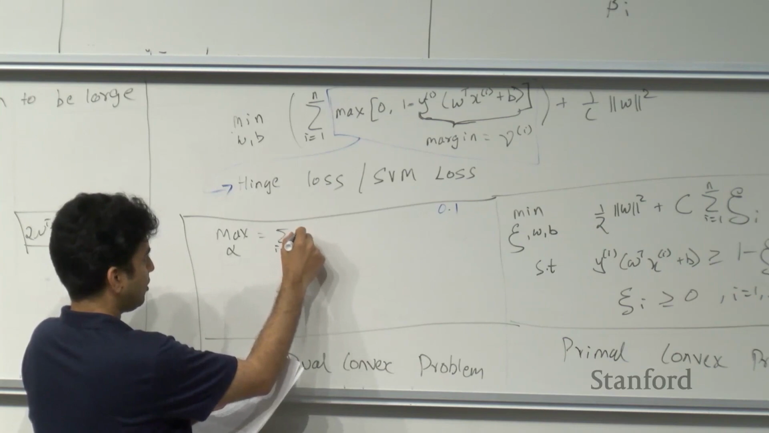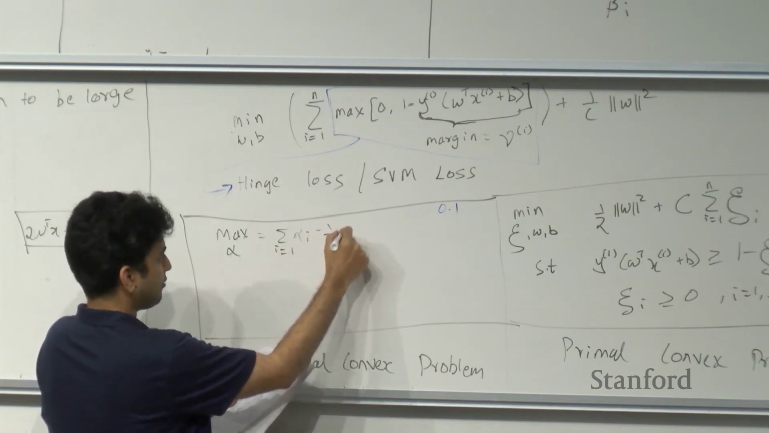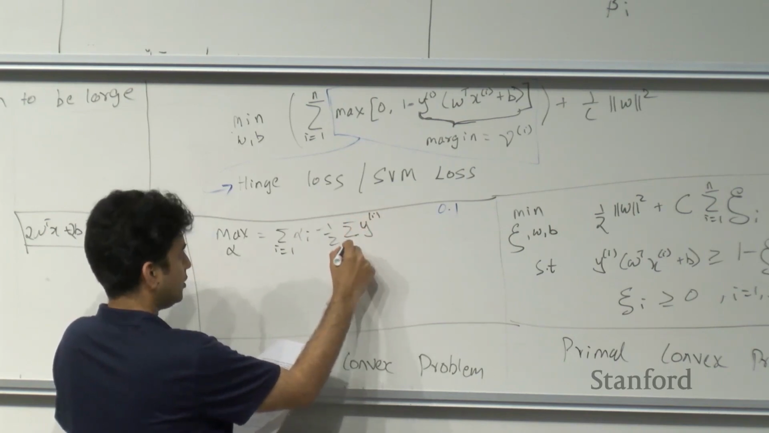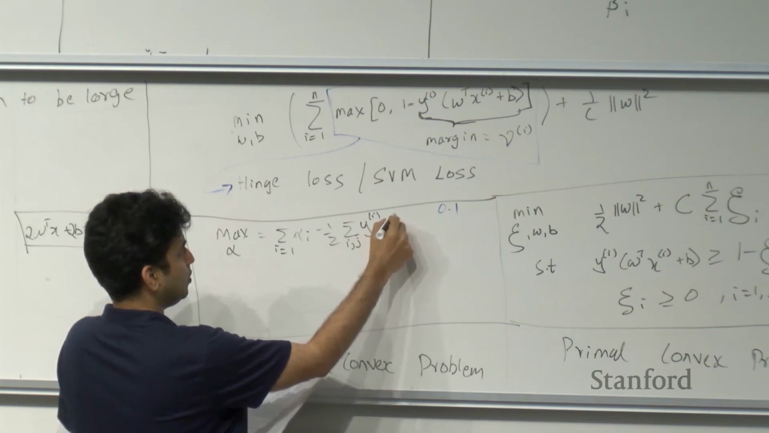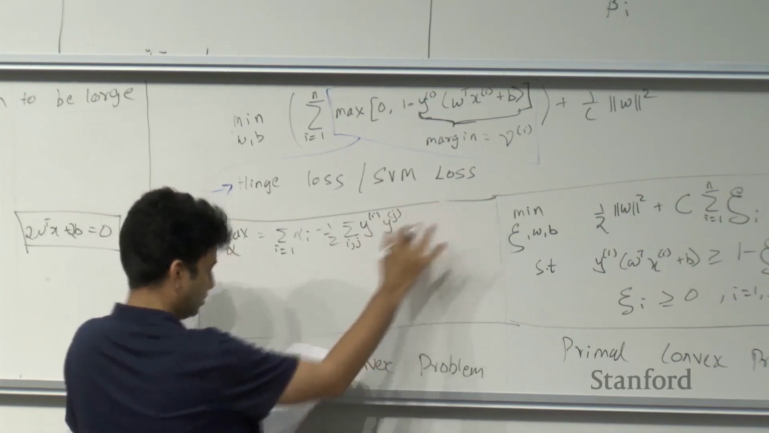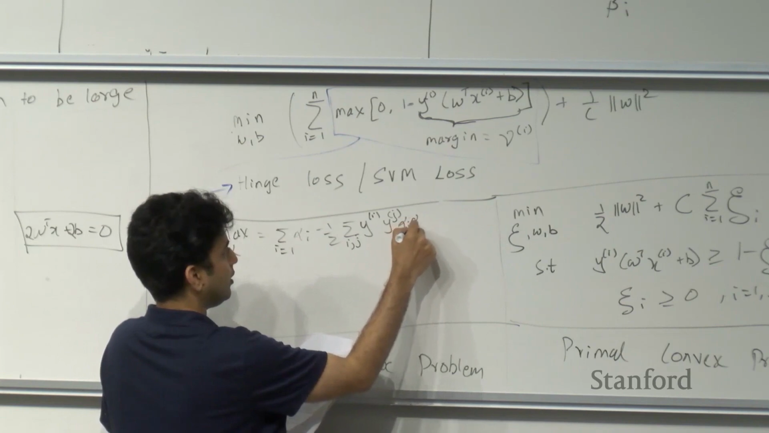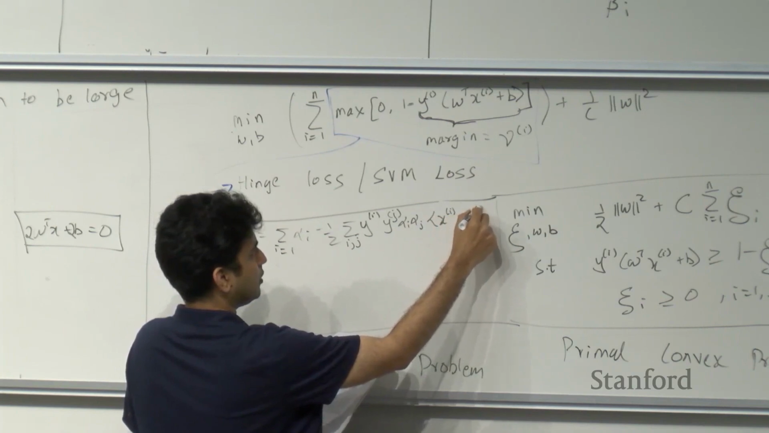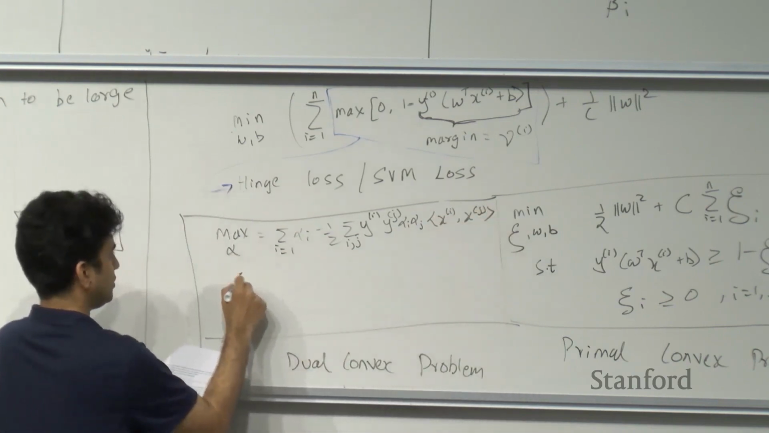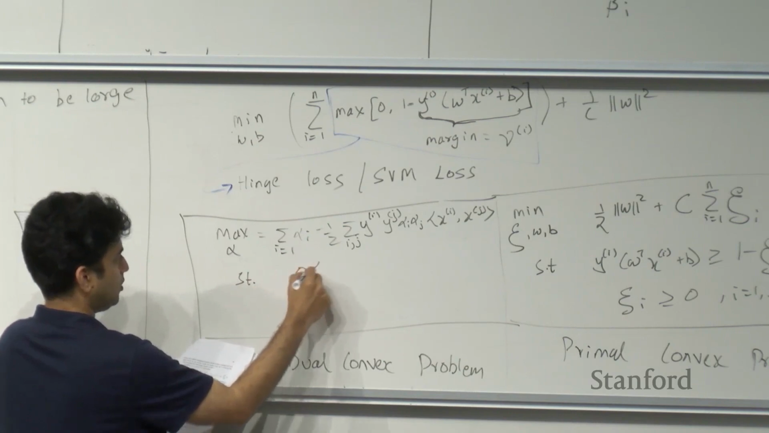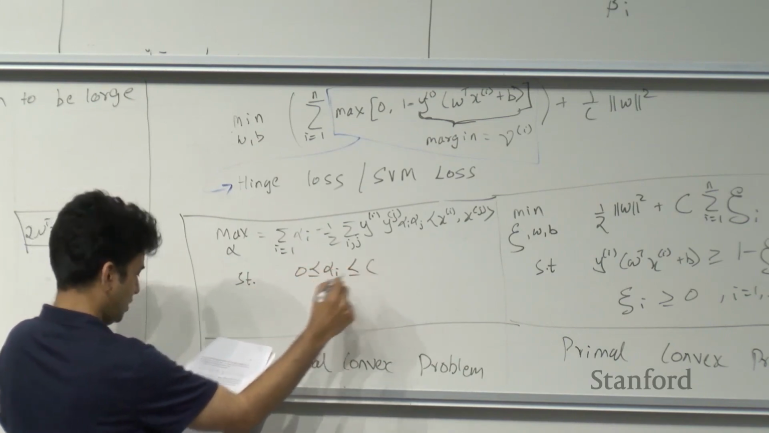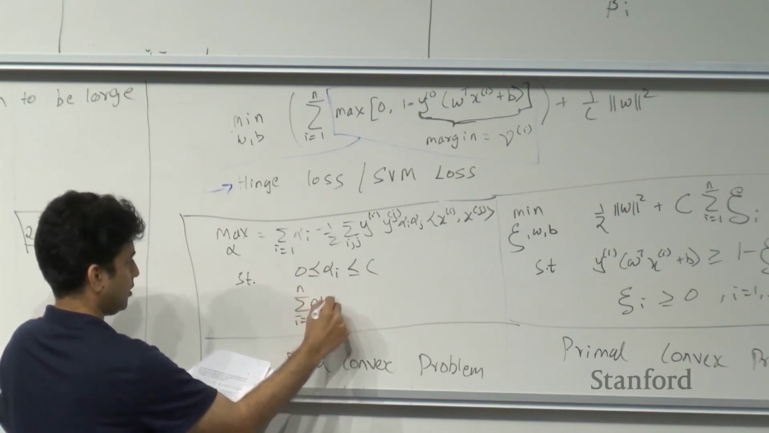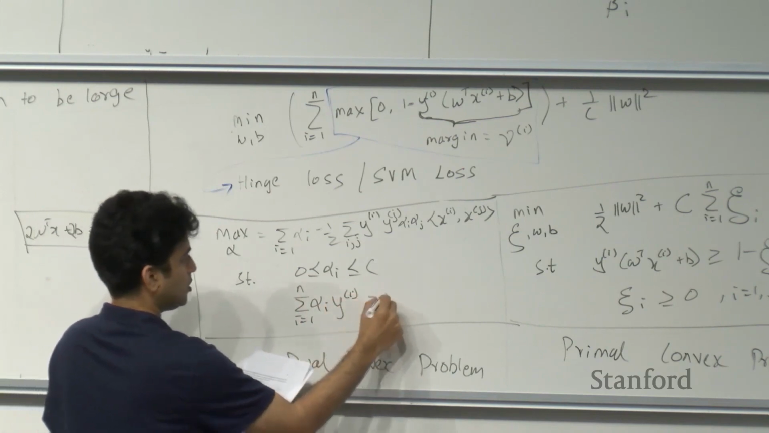Right? So there is an equivalent dual problem: sum of alpha i minus half, a double sum over i, j, of yi yj alpha i alpha j times the inner product between xi and xj, such that 0 is less than or equal to alpha i, which is less than or equal to C, and the sum over i equals 1 to n of alpha i yi equals 0.